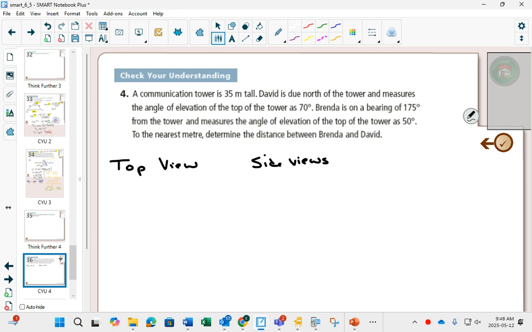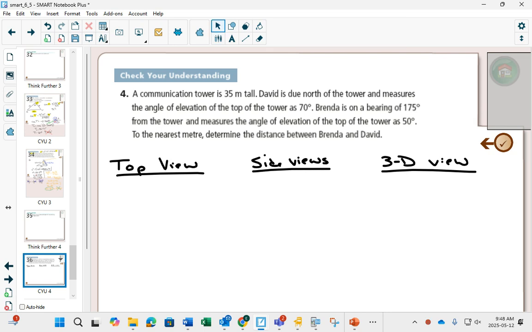And then you can try this. Try drawing a 3-dimensional view of what's going on. And for the side views, the reason I have side views is because you're going to make one for David and one for Brenda. All right, so now you try this on your own.